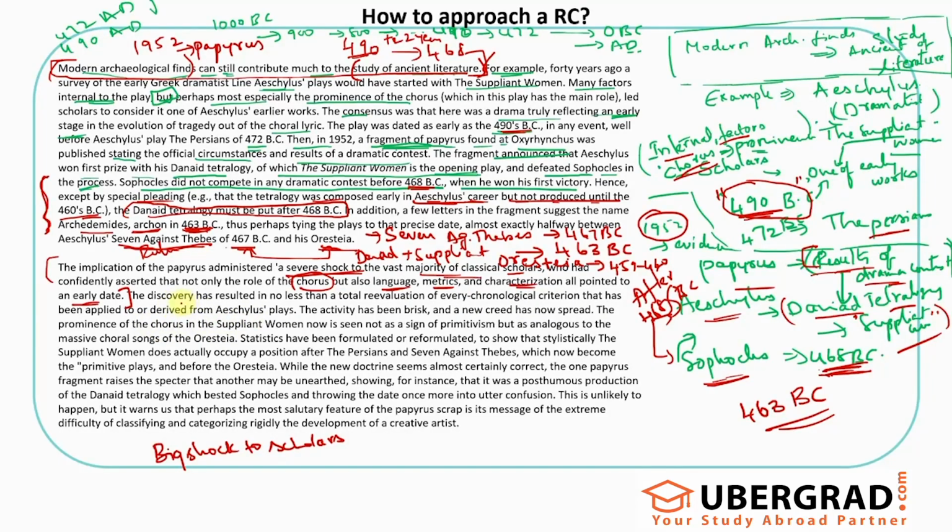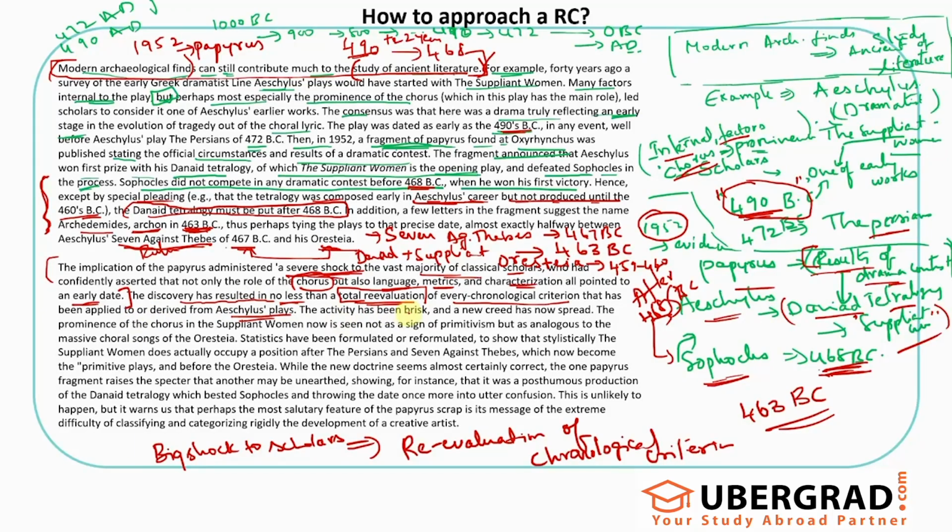So this has started to become a big question. The discovery has resulted in no less than a total re-evaluation of every chronological criterion, whatever criteria they were using to judge, that had been applied to the Aeschylus plays, like language or the chorus or other internal factors. If something looks like this, it must be from a particular era like 490, 480, etc. All of those things they started to reevaluate because they got a big shock, a severe shock, which made them question whatever criteria they had used to understand the chronology and recheck it. So basically all of this shock led to the reevaluation of the chronological criterion that they had applied or derived from the Aeschylus plays till now.